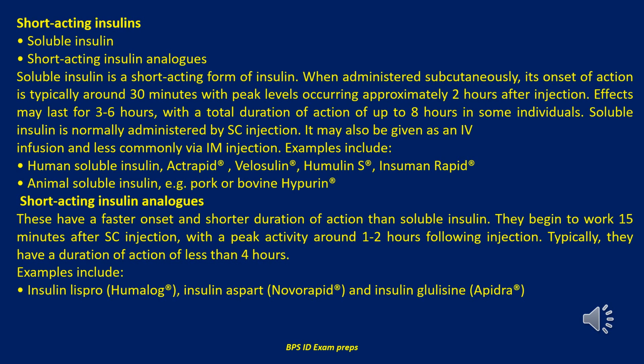These have a faster onset and shorter duration of action than soluble insulin. They begin to work 15 minutes after subcutaneous injection, with a peak activity around 1 to 2 hours following injection. Typically, they have a duration of action of less than 4 hours. Examples include 1. Insulin Lispro marketed as Humalog, Insulin Aspart marketed as Novorapid and Insulin Glulisine marketed as Apidra.